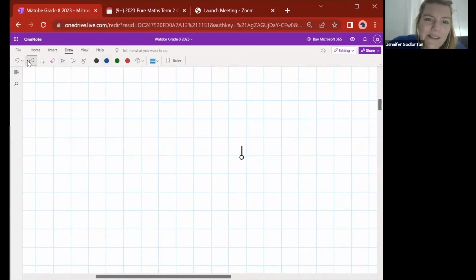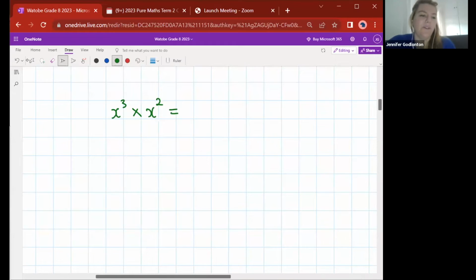The first law is your multiplication law. So if you have x to the power of 3 times x to the power of 2, what would that give me? What would I do in that situation? And what would my answer be? So this is looking at law 1 that you would have started with on Monday last week. Beautiful, x to the power of 5, 100%.